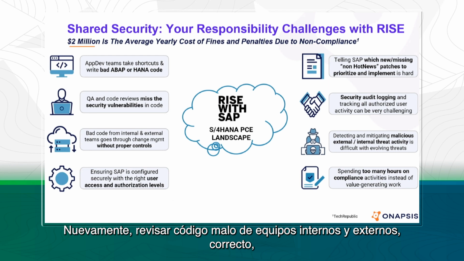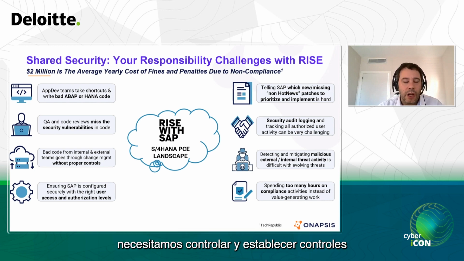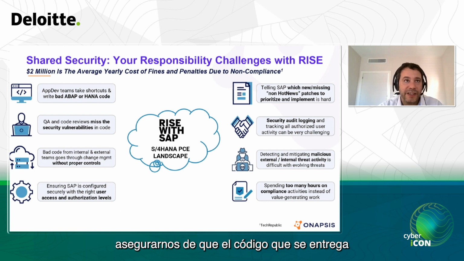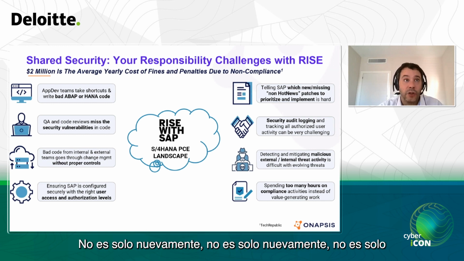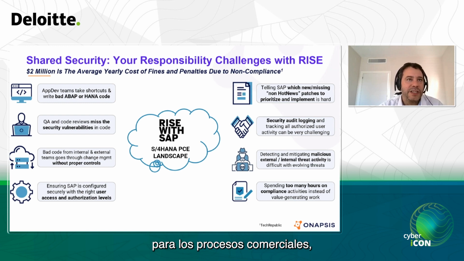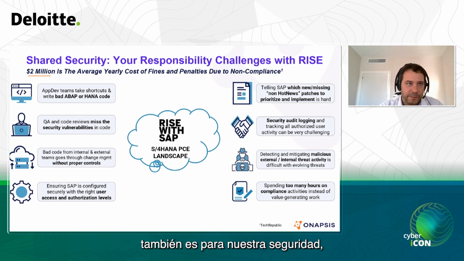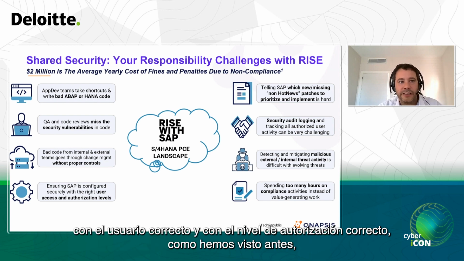Again, bad code from internal and external teams. If you don't go through change management without proper controls, we need to put controls on the change management process in order to ensure that the code being delivered into our production system is proper and working. It's not only for business processes that we need to do the quality assurance and the code review, it's also for security. Then ensuring SAP is configured securely with the right user access and the authorization level.